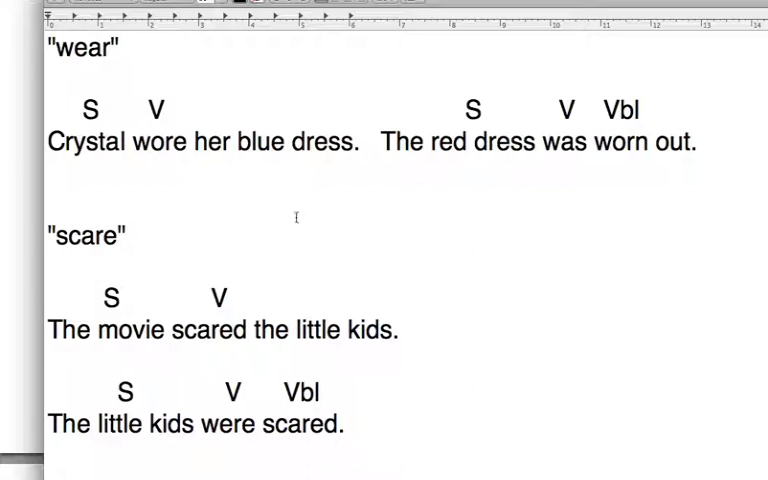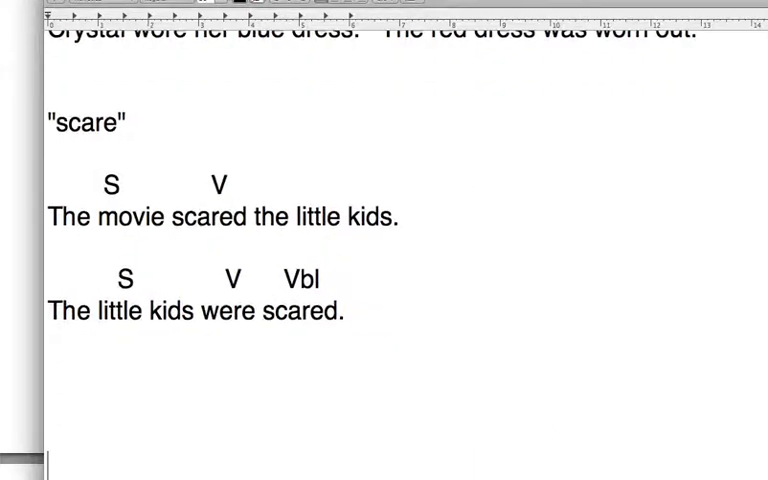Try a few more sentences with these and see if you can come up with words that we commonly use as verbals. Bore. So I am bored or I was bored. Tire. I am tired or I was tired. Those are a couple of words that we often use in the verbal form.